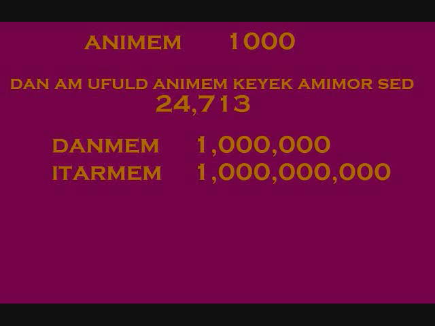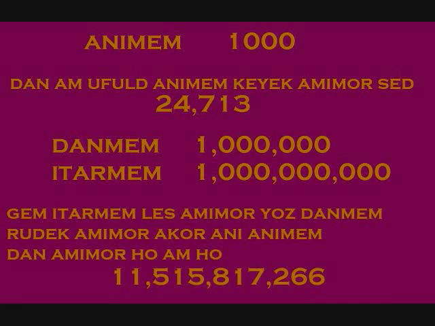Numbers requiring millions and billions can be built up the same way we've been doing. For example, 11,515,817,266 would be gem itarmem, les amimor yoz danmem, rudek amimor akor ani animem, dan amimor ho am ho.